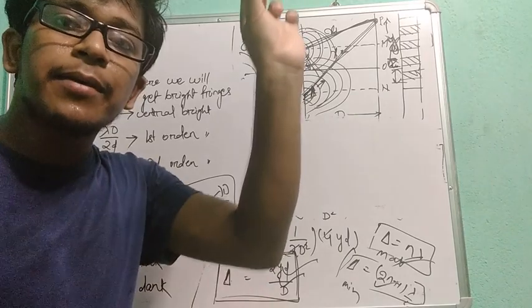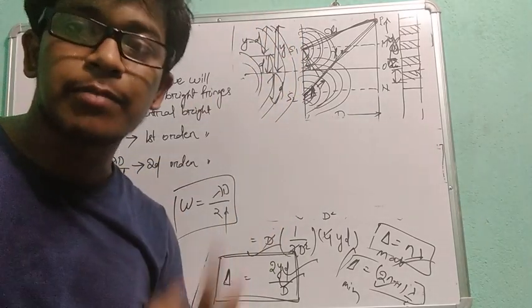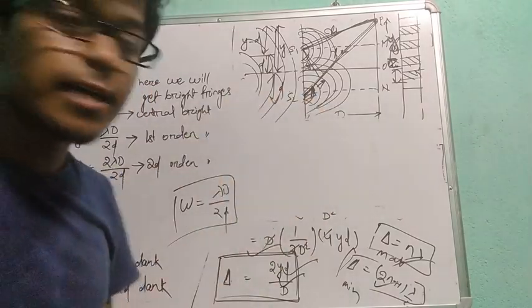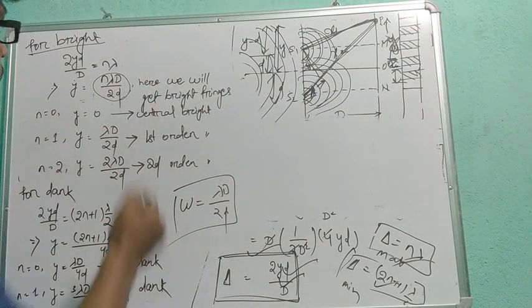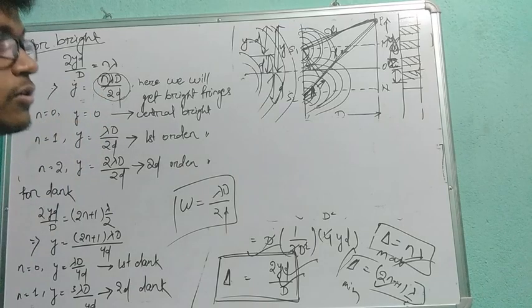At what parameter of y I will get dark, at what parameter of y I will get bright. Like that I will get from this formula. Okay, now n is also a variable. So when n will be 0, total y will be 0.